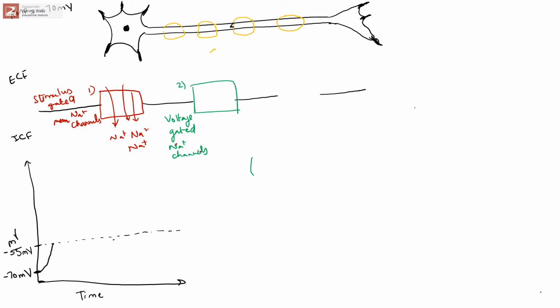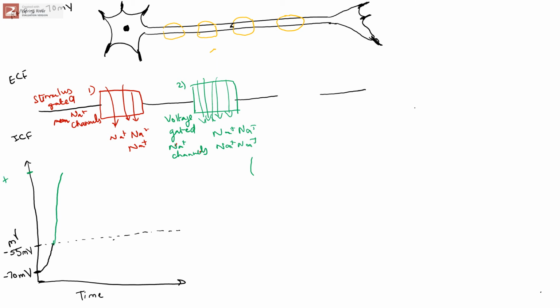So when the threshold reaches negative 55, the voltage gated sodium channels open up and hundreds and thousands of sodium ions rush into the cell. So now you have a lot of positive charges inside the cell. The cell ends up becoming more positive as the sodium ions rush in, and you can see this graph shoots up to a positive charge.